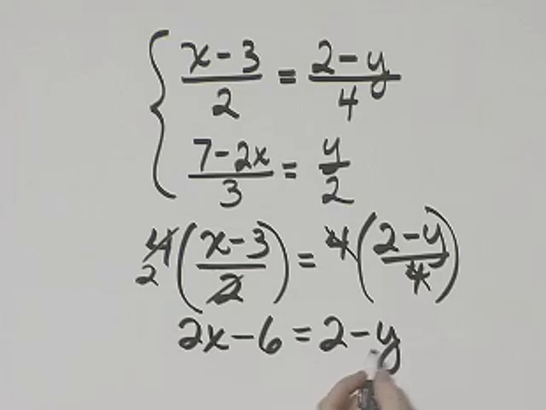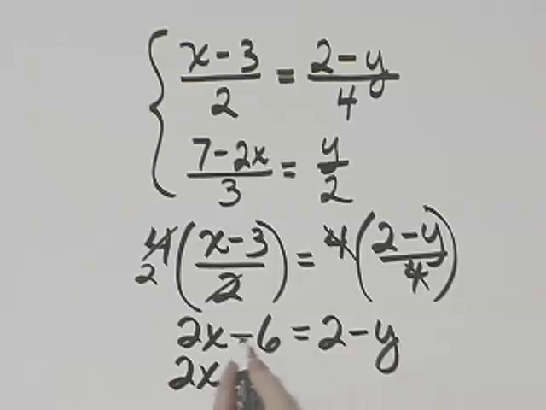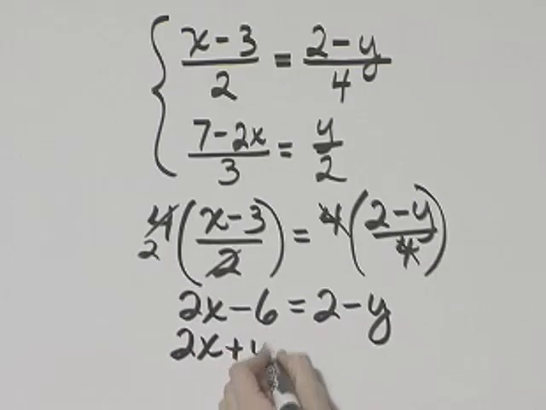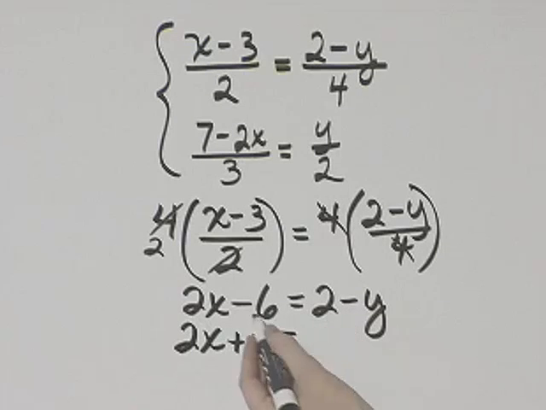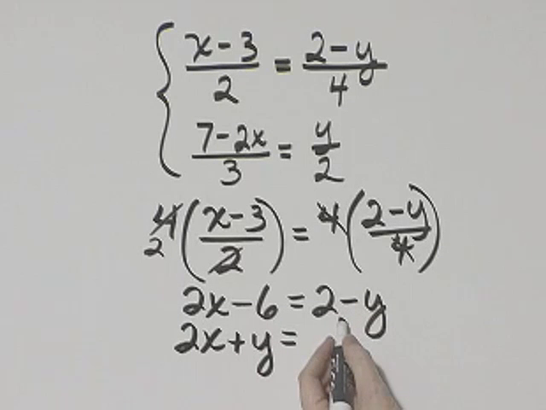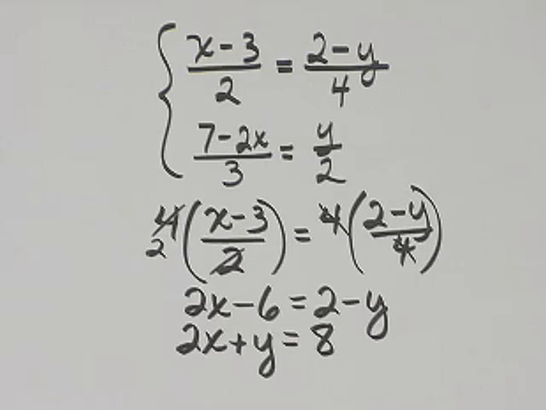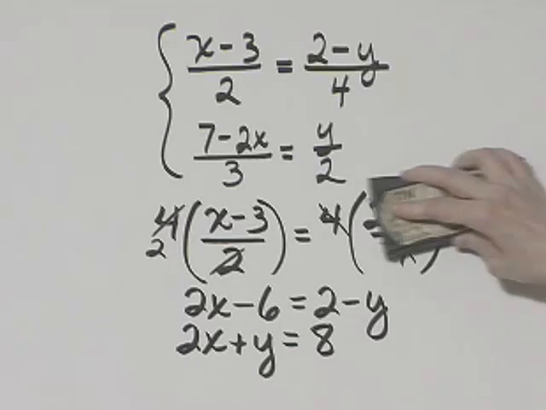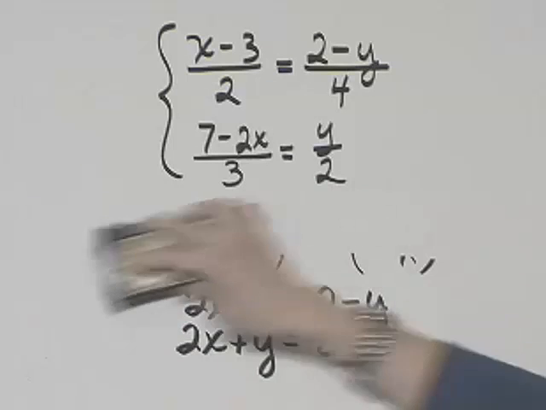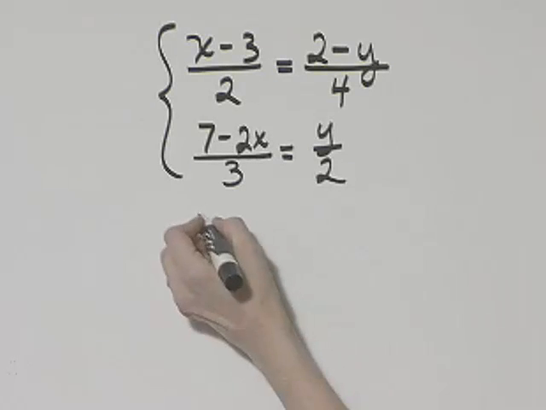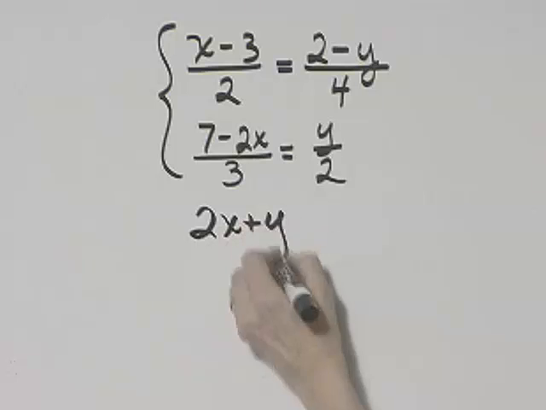Let's go ahead and write it in standard form. I'll add y to both sides, so I'll have 2x plus y is equal to 2, and then I'll add 6 to both sides, and 2 plus 6 is 8. You may need to take a few more steps than I did, so feel free to do so. But here is that first equation in an equivalent form: 2x plus y is equal to 8. And I'm going to rewrite it. That's 2x plus y is equal to 8.